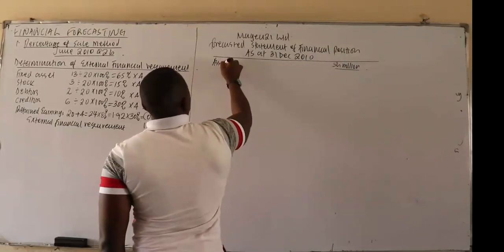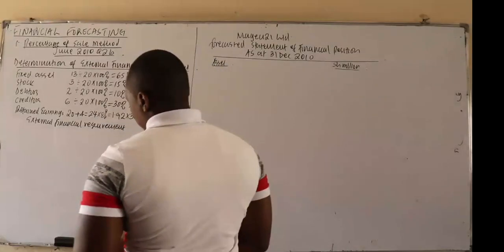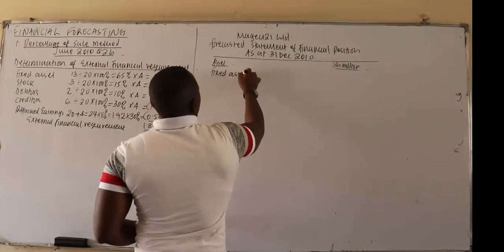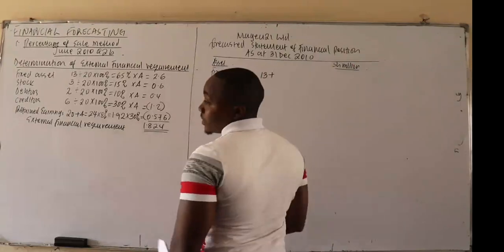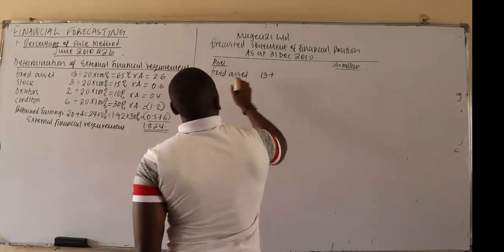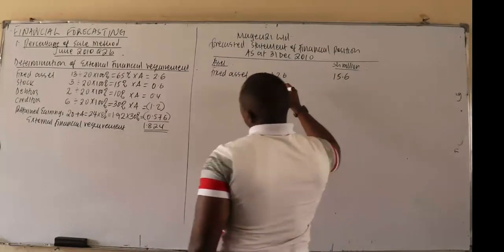So you have the assets. Now for the assets, you just follow what you have in the statement of financial position. They have the fixed assets, and the fixed asset was an amount of 13. Then you add the expected incremental element. Fixed asset is expected to increase by 2.6. So that means it will be an amount of 15.6.